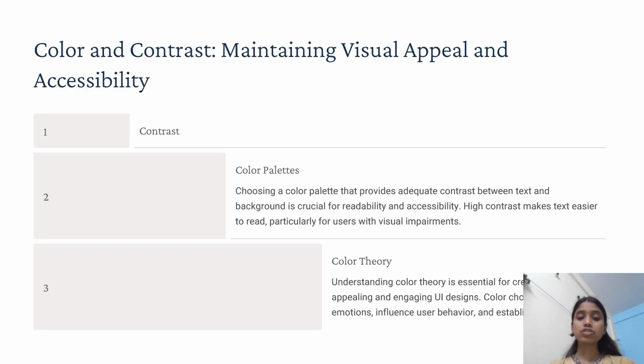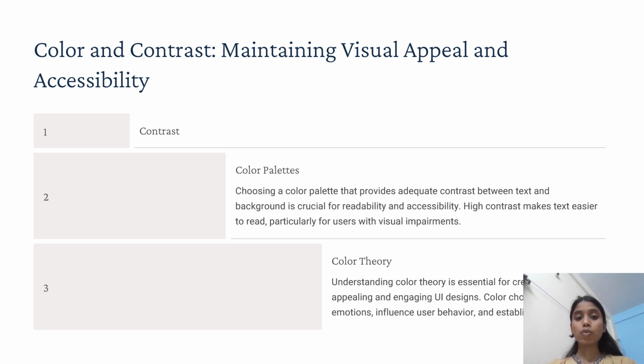Color and contrast, maintaining visual appeal and accessibility. First of all, we have the contrast. Contrast is the color difference between the text and the background which we are seeing on the screen. In contrast we have the color palettes: choosing a particular color palette that provides an adequate contrast between the text and the background is crucial for readability and accessibility.